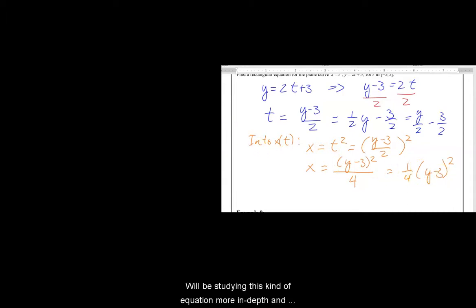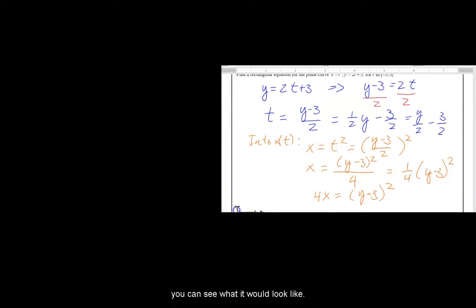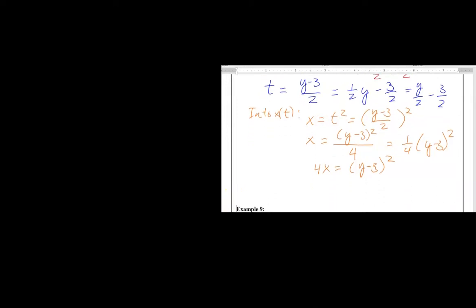We'll be studying this kind of equation more in depth in section 7.5, conic sections. For now, however, you could leave it in this form. You could also write it in a better form, which is 4x equal to y minus 3 quantity squared. This is the form that we'll use more often in section 7.5. It is of course equivalent to solving for y. Let's solve for y so you can see what it would look like.